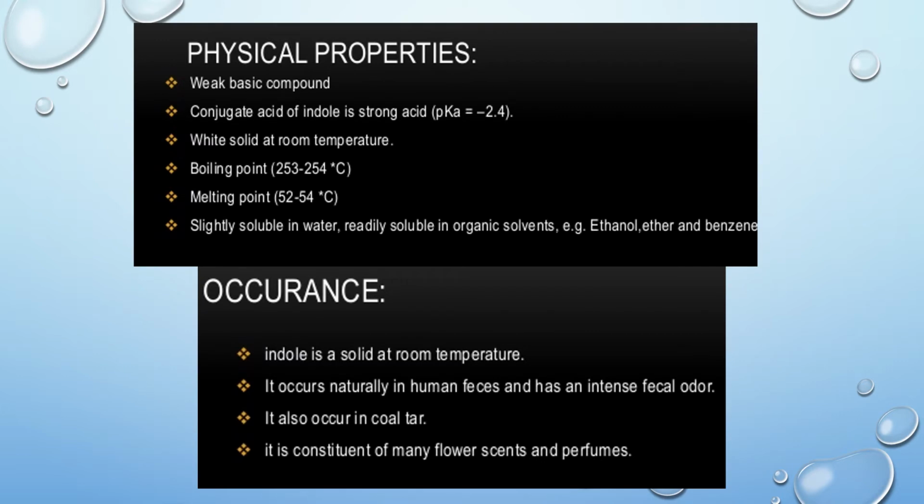These are the physical properties of indole. Indole is a weak basic compound. It's a white solid at room temperature. Its boiling point is 253 degrees Celsius. Melting point is 52 degrees Celsius and it is slightly soluble in water, readily soluble in organic solvents like ethanol, ether and benzene.